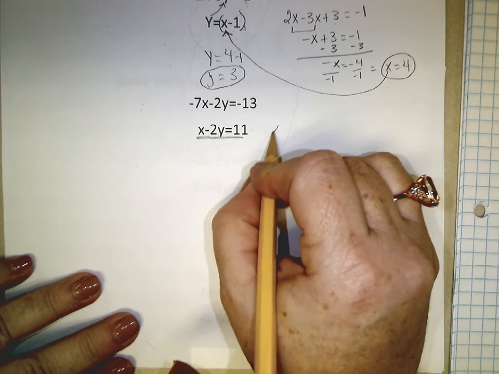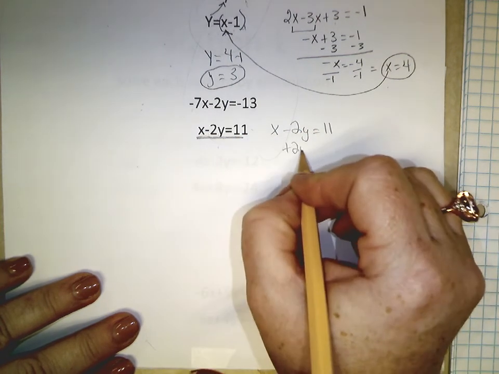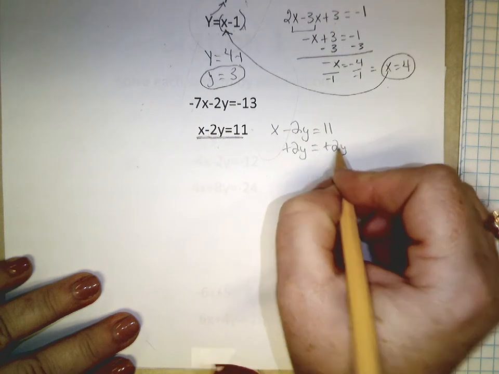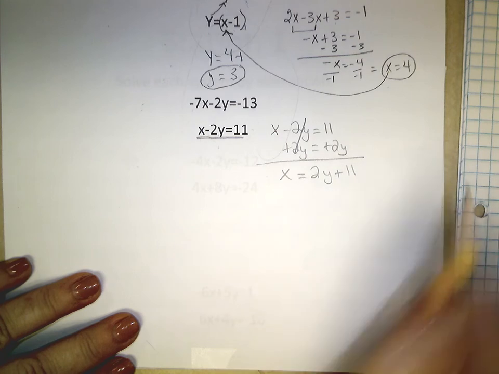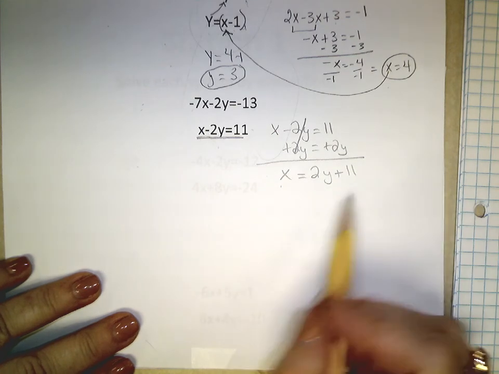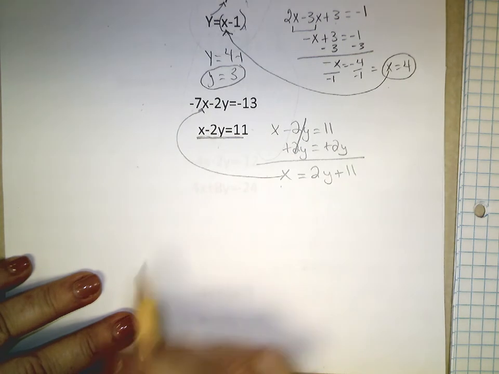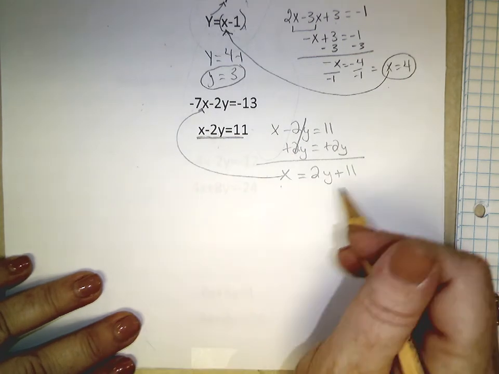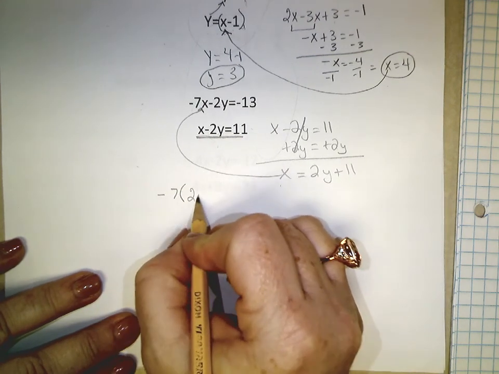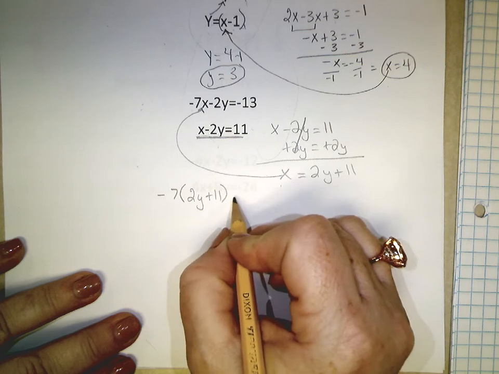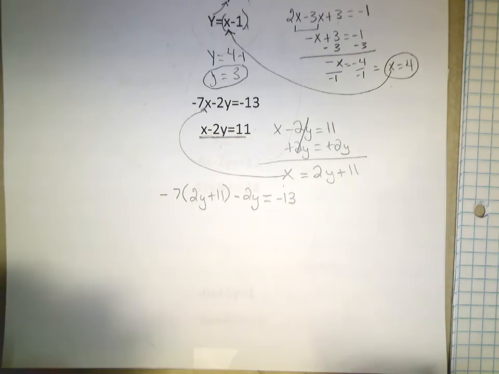So I'm going to rewrite, and I'm going to add 2y to both sides. I get x equals 2y plus 11. Now I have it in x equals form, so I can take this and plug it in where I see x to get my equation into one variable. So I'm going to plug that in, negative 7, open parentheses, 2y plus 11, close parentheses, minus 2y equals negative 13.